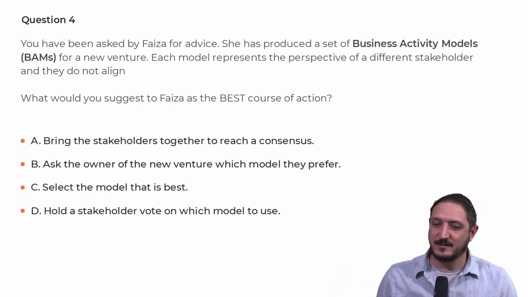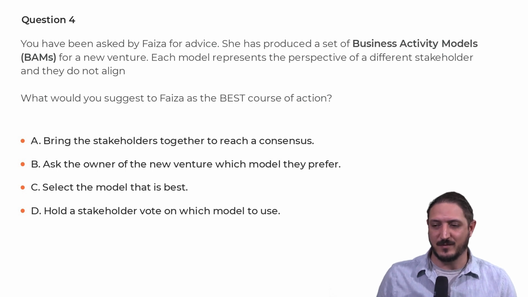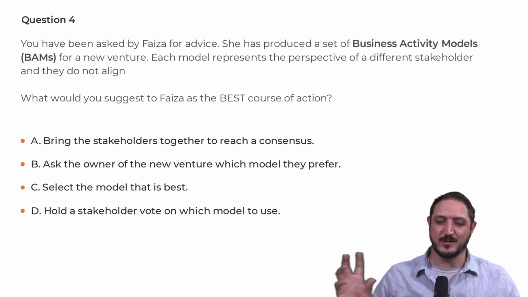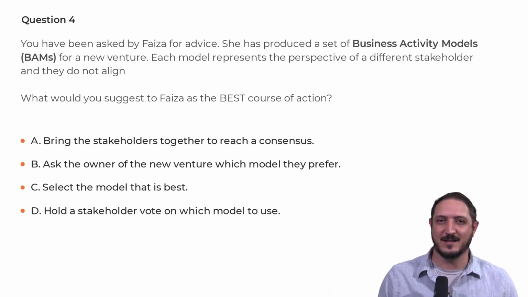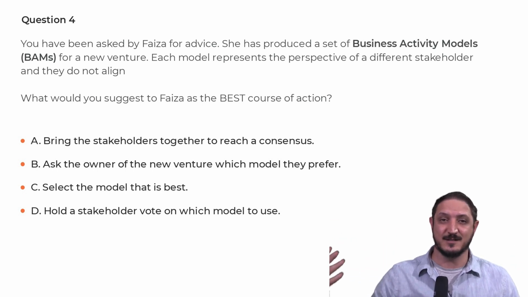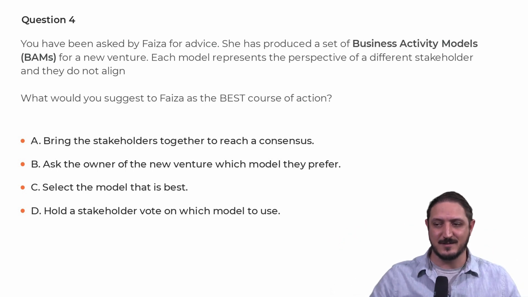Let's just look at the final selection here, which says hold a stakeholder vote on which model to use. And we can see here that this also is not the most optimal thing to do, because there's no discussion. There'll be no feedback and input on these models by bringing people together to reach a consensus. There's no negotiation. Everyone's perspectives will just remain their own perspectives, and each vote will just represent what they think is best in terms of their own ideas on the business.